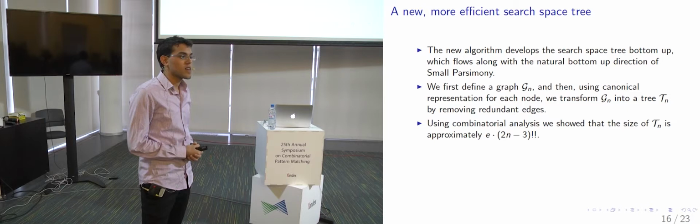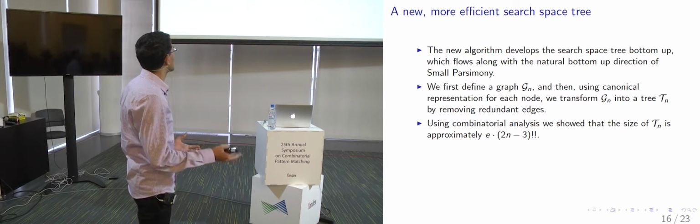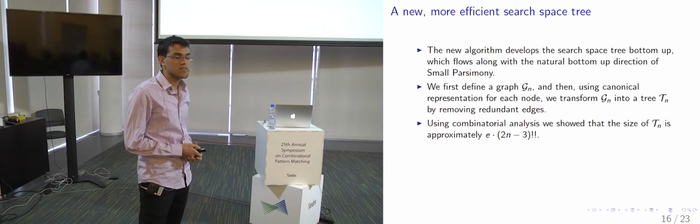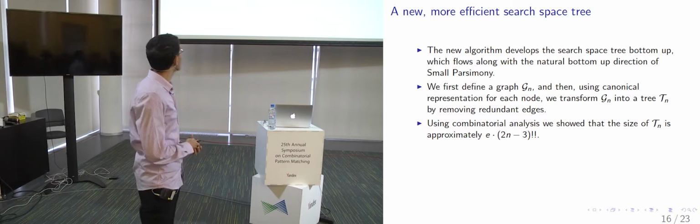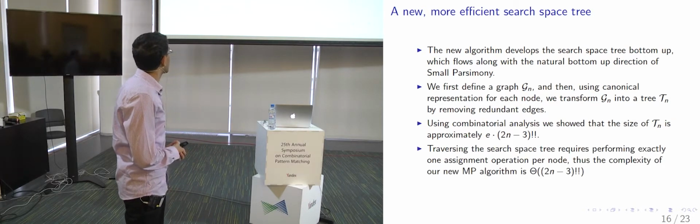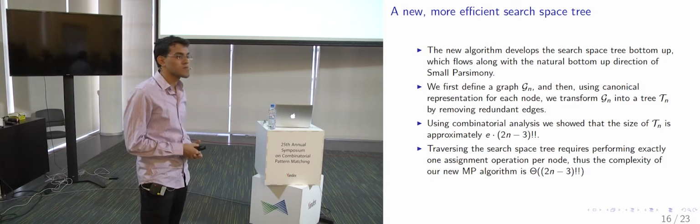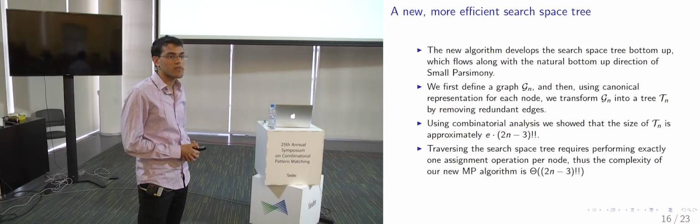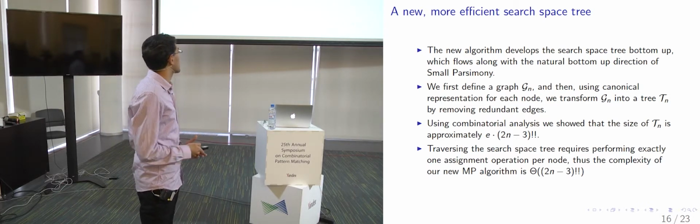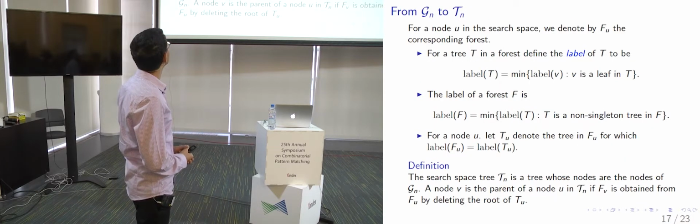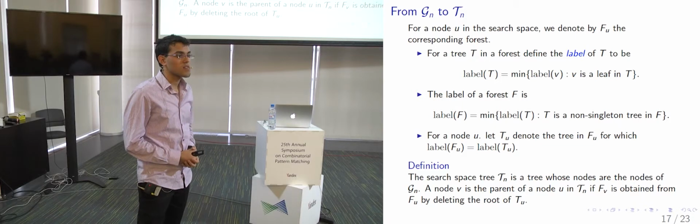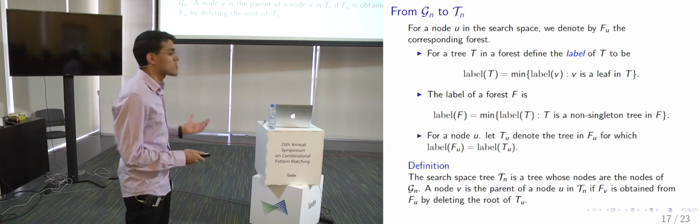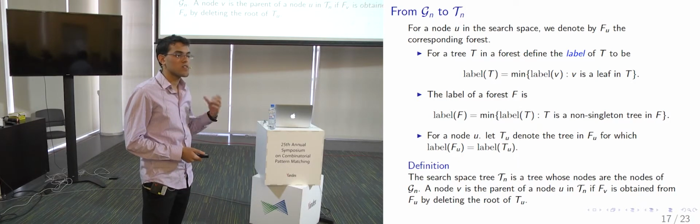Using combinatorial analysis, we showed that the size of the graph is approximately e times the number of phylogenies, where e is the base of the natural logarithm. Lastly, we show that traversing the search space tree requires performing exactly one assignment operation per node, and therefore the algorithm running time is approximately the number of phylogenies, in the same order. Okay, so now I'll talk about the canonical representation. For a node U in the search space tree, we denote by F_U the corresponding forest. Again, nodes are topologies.